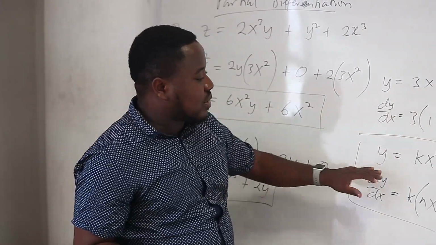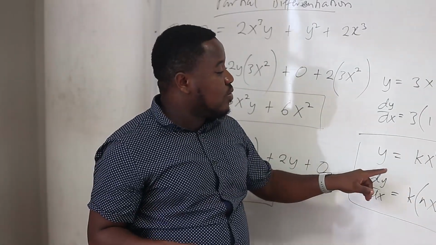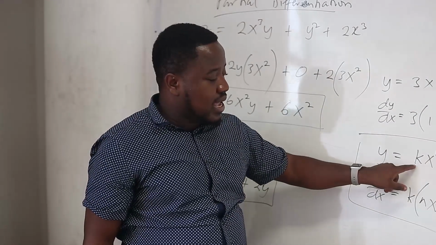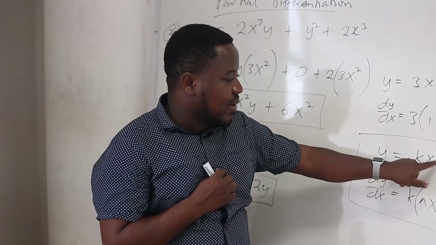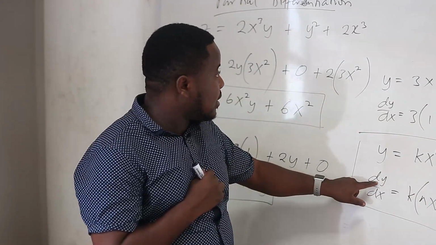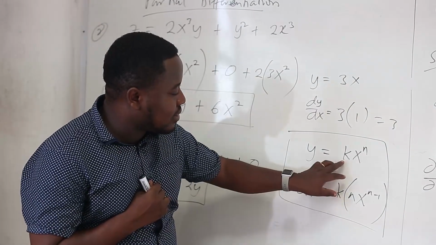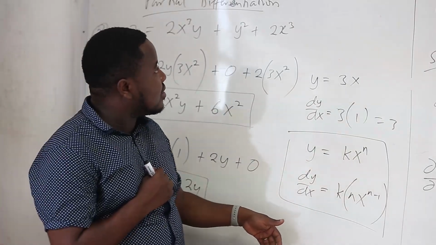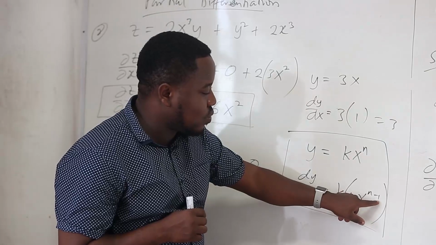So here, this one was when we have calculus of a single variable. Here y was just a function of x. So if y is equal to k x to the power n, then dy dx is equal to, k is constant, so we just ignore it. Then we apply the power rule, so bring n down, x to the power n minus 1.